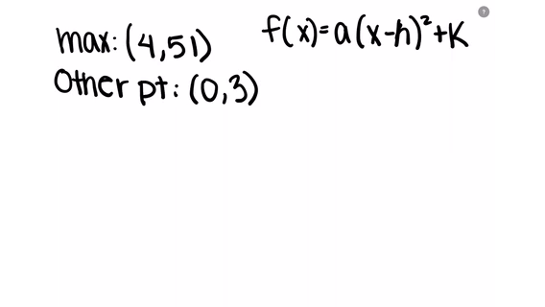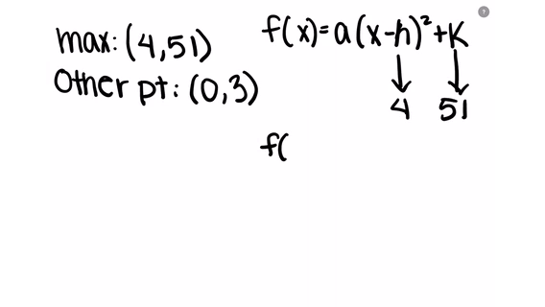Okay, so now let's find the equation algebraically. To do this, you need the max and another point. The max is (4, 51), and the other point, which is the y-intercept, is (0, 3). And the standard vertex form is f of x equals a in parentheses x minus h squared plus k. So we know that h is 4 and k is 51 from the maximum.